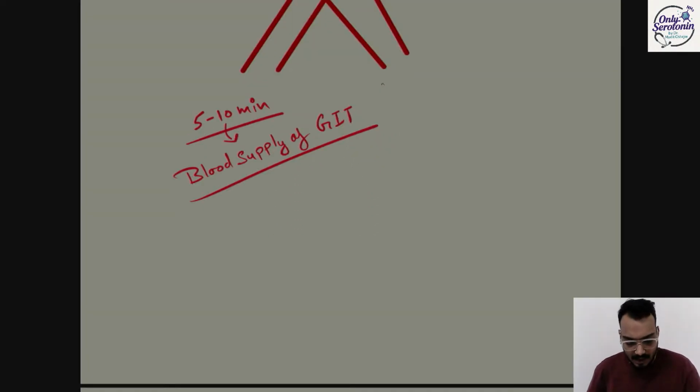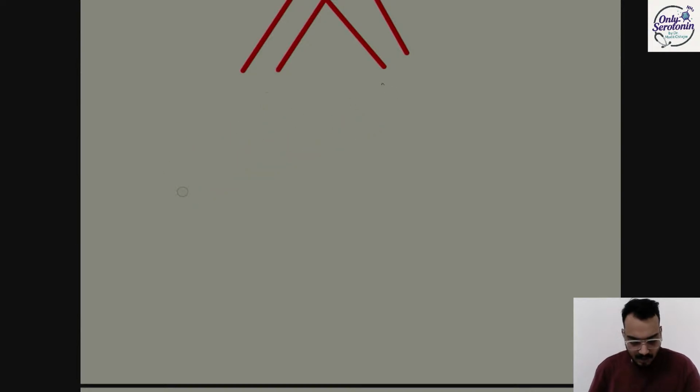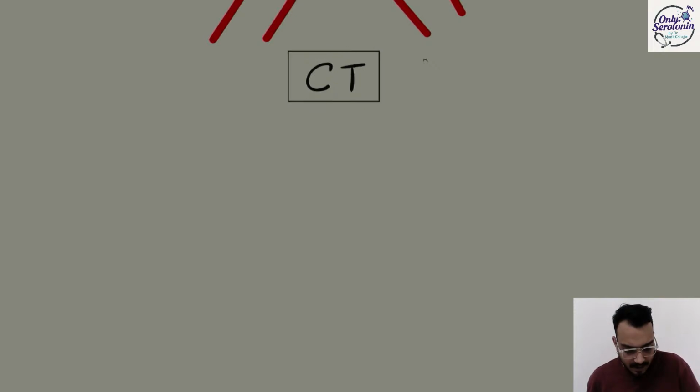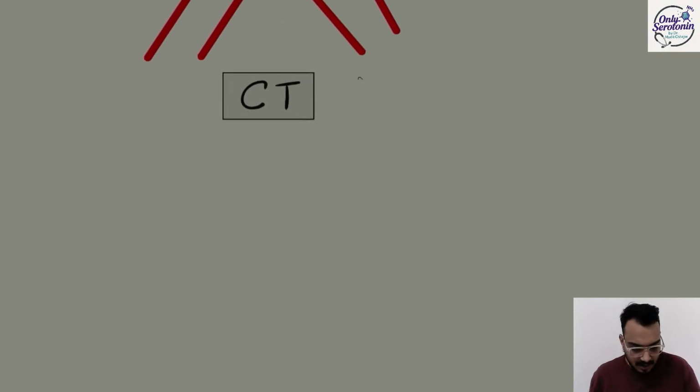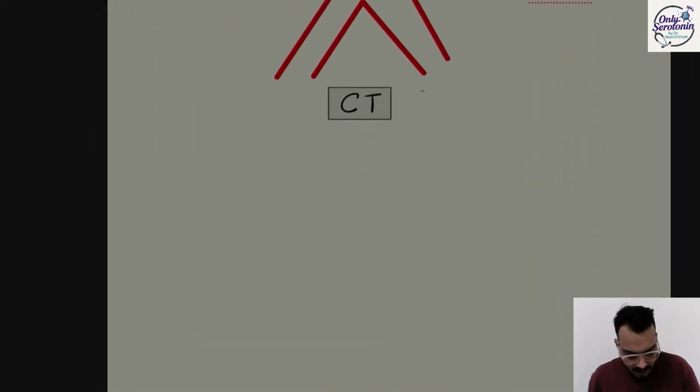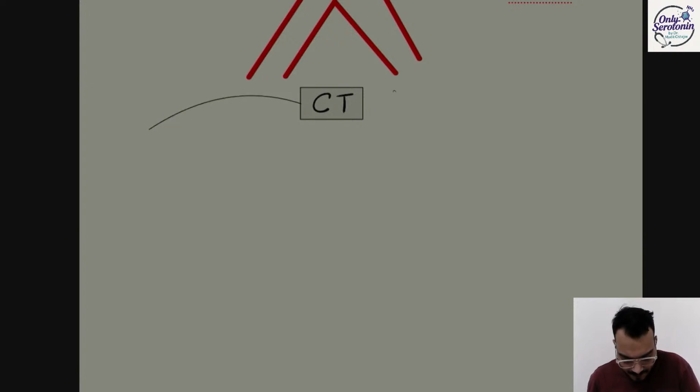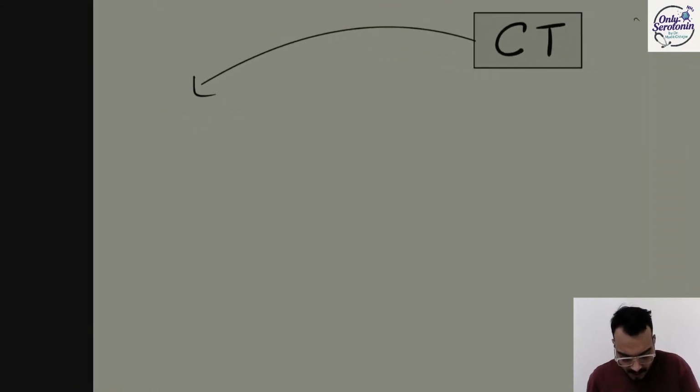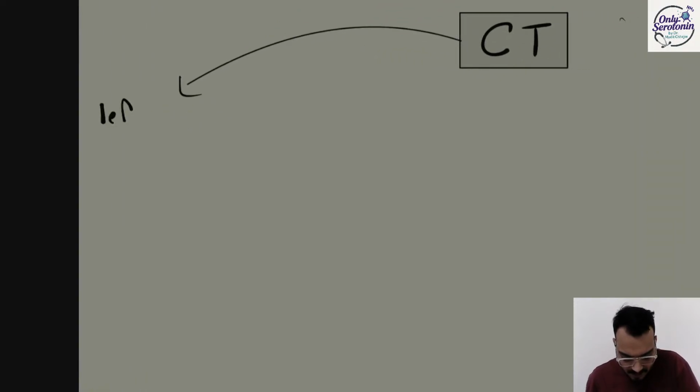We already know that the upper gut is supplied by what? The upper gut is supplied by your celiac trunk, and celiac trunk is very important because it is having so many branches. Let's make the flow chart of celiac trunk. This celiac trunk is going to have three branches. Out of them, the first branch is left gastric artery.